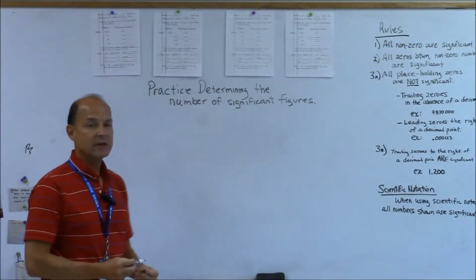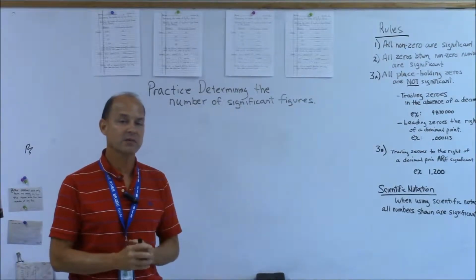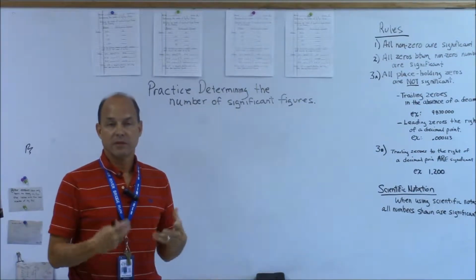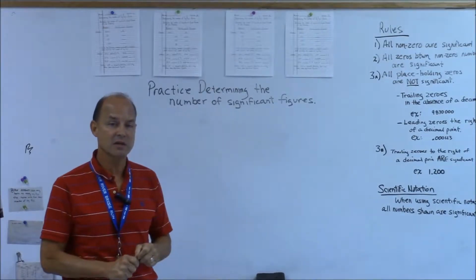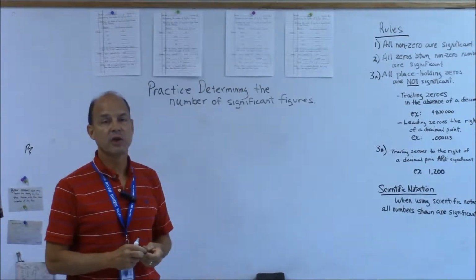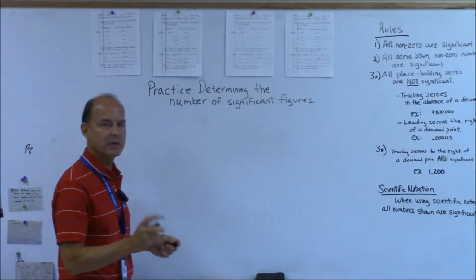I want to talk about scientific notation, and you're going to love scientific notation because it really takes the guesswork out of how many digits are significant. Because if you are looking at a number in scientific notation, all of the numbers shown are significant, with the exception of the exponent stuff. Let me tell you what I mean.